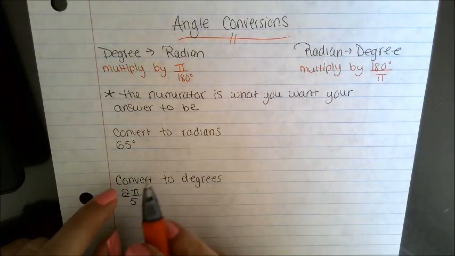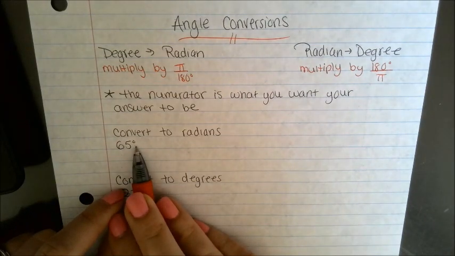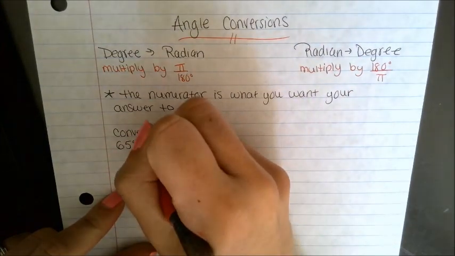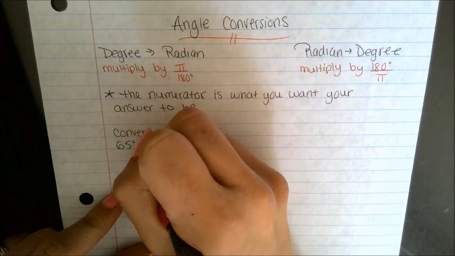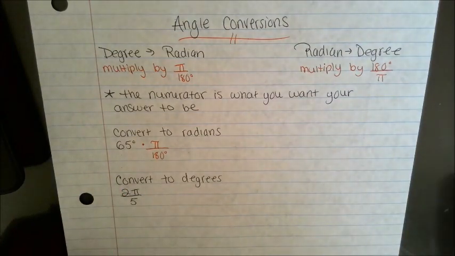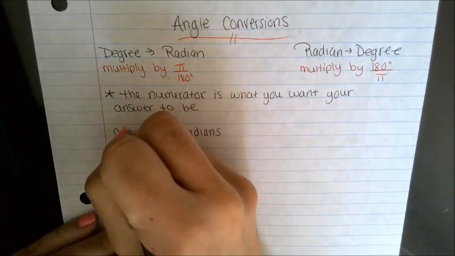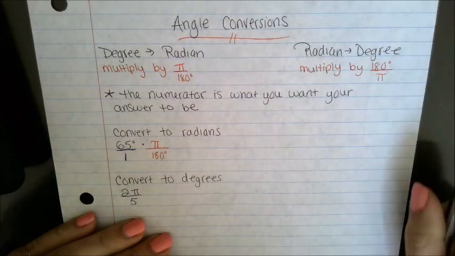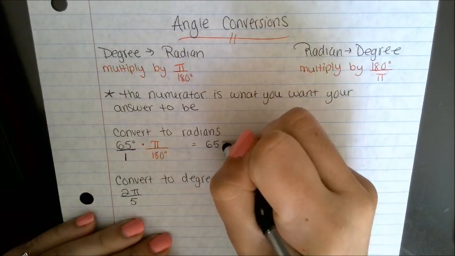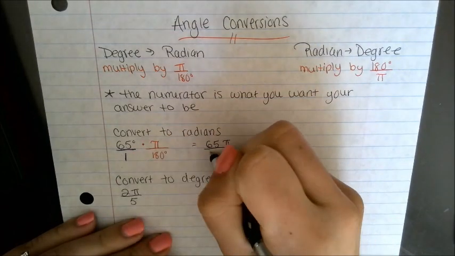So it says convert to radians. So I have 65 degrees. I want it to radians. So because I wanted radians, I'm multiplying the numerator by pi, and 180 degrees goes in the denominator. So now I'm just going to put this over 1, so I can multiply my numerators together. I'll have 65 pi and times 180.